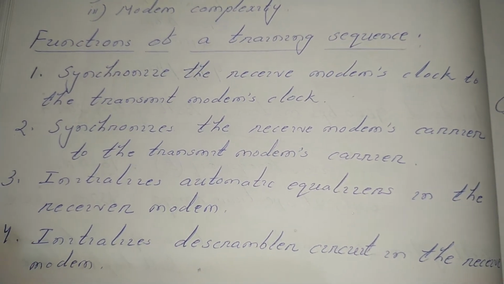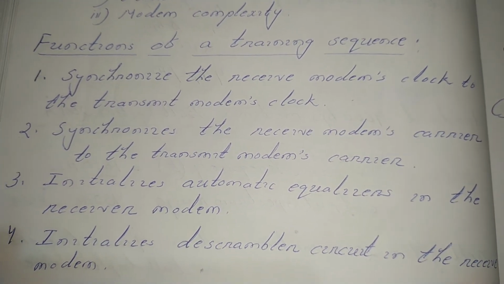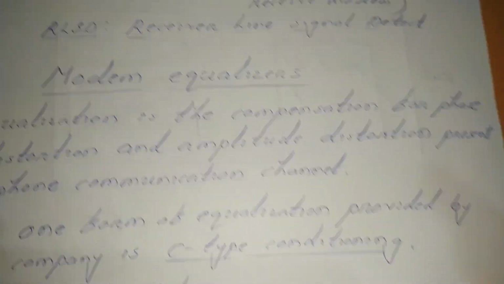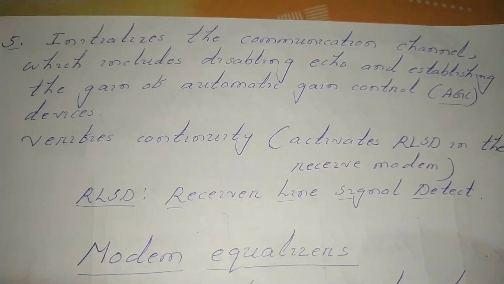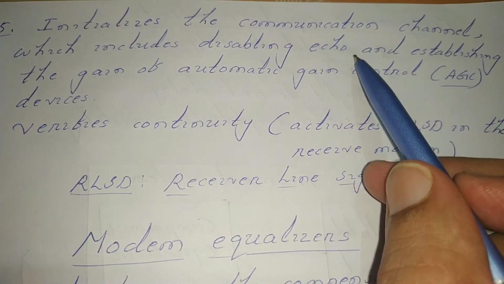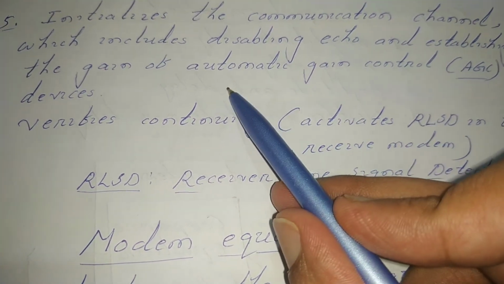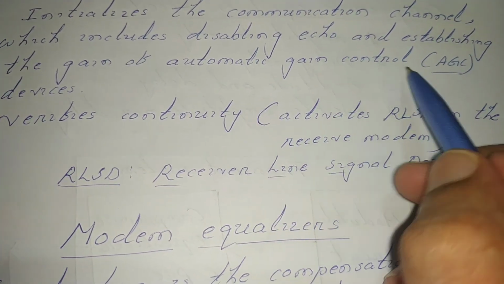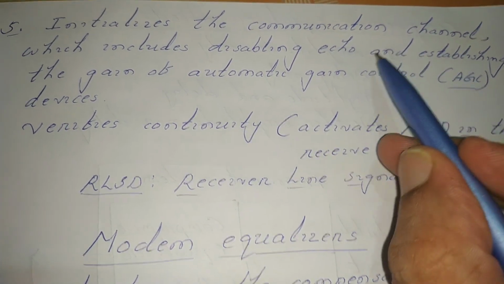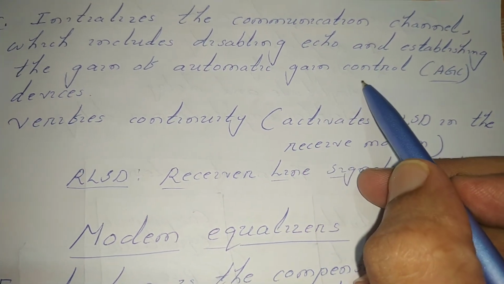Some logic gates are used there, like the XOR gate. Different things are there. In higher study you will get to know about that. Next, the fifth function: it will initialize the communication channel, which includes disabling some echo signal and establishing the gain of the automatic gain control device. Automatic gain control is in short written as AGC. It will disable the echo signal and establish the gain of the automatic gain control device.